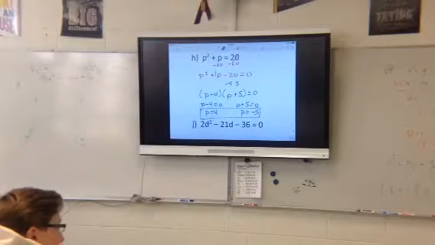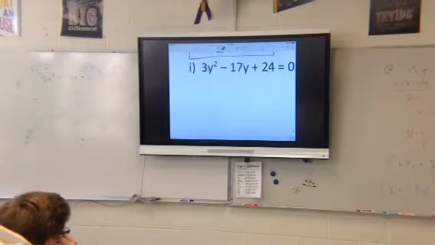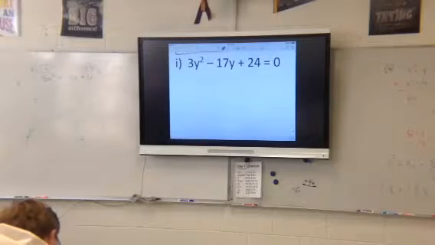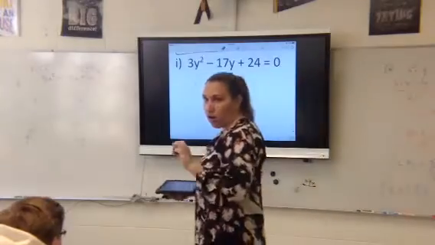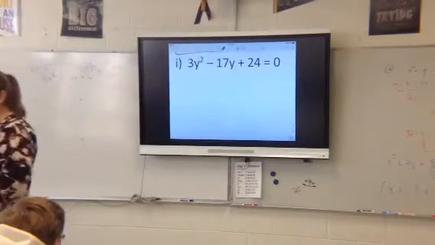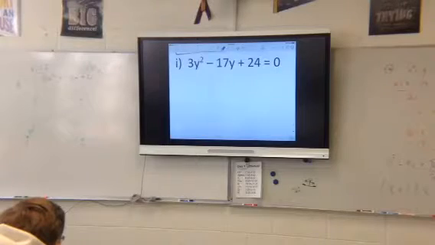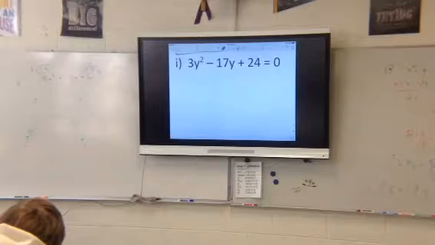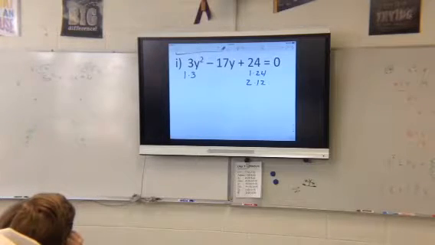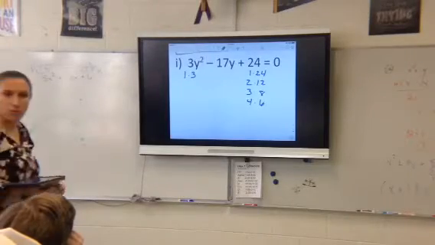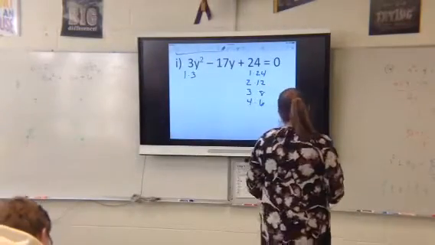Anybody else? Okay, so let's look at I. It's set equal to 0, right? Is there a GCF? No, it's 3 and 17. Those are odd or prime numbers, so we know we're good there. So then what do we have to do? Find what equals 24. So let's start our list. This is where you need to make sure you put them all down. Some of you missed points on your test just because you didn't get all the factors down and couldn't find what worked. So make sure you've got a complete list.